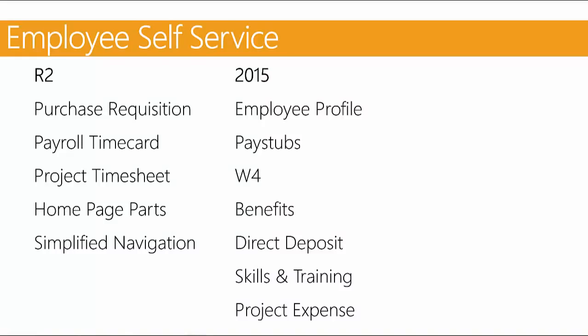Let's take a look at the features available for employee self-service. On the GP 2013 R2 release, we had purchase requisitions, payroll time card, the ability to enter time on projects, the ability to see these parts on your home page, and then simplified navigation through lists that were added. And then on GP 2015, a whole lot more have been added. You'll see employee profile, pay stubs, the ability to see W-4s, benefits, direct deposit, skills and training, and then the expense part of project accounting.